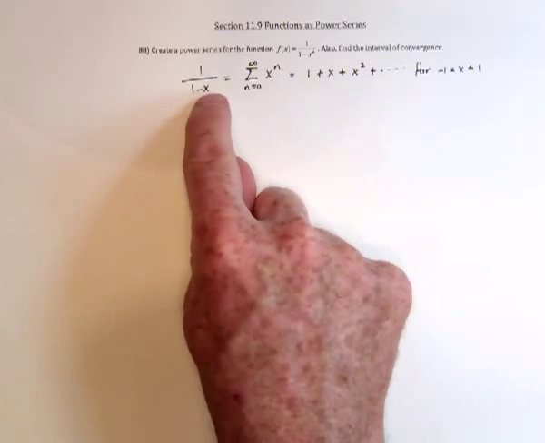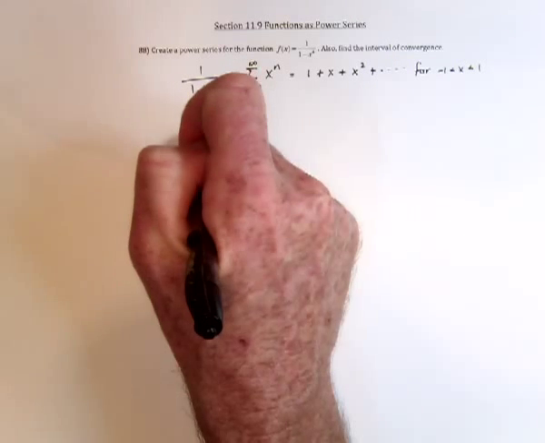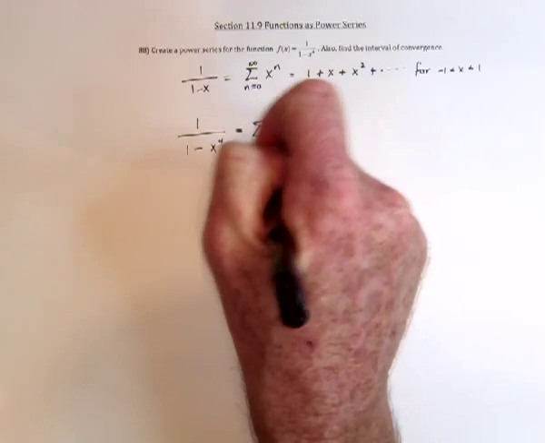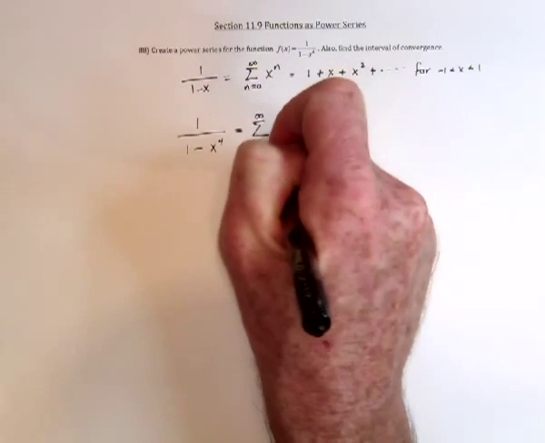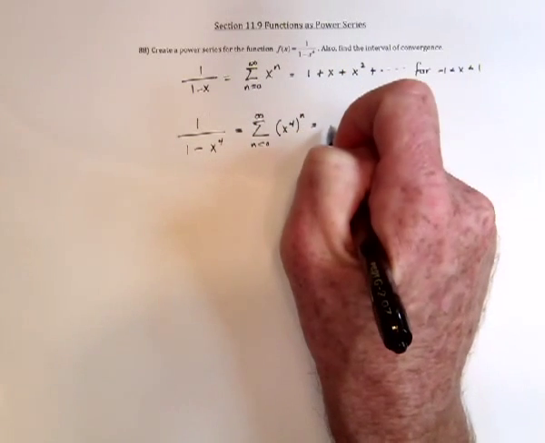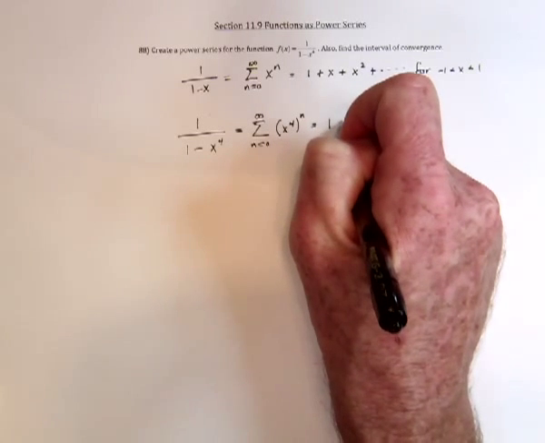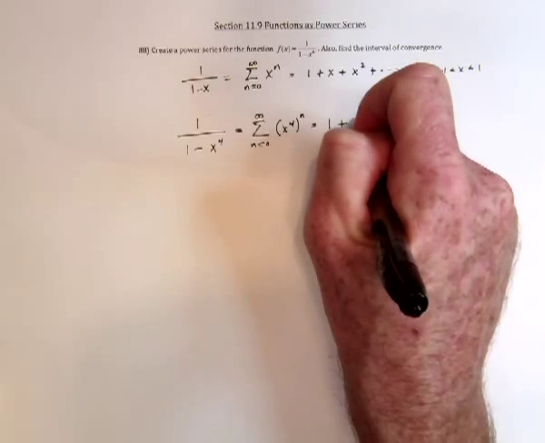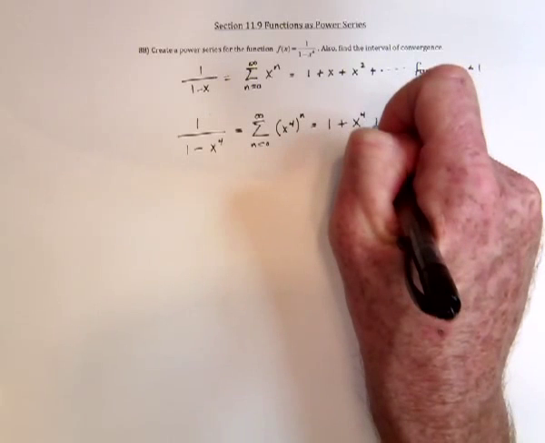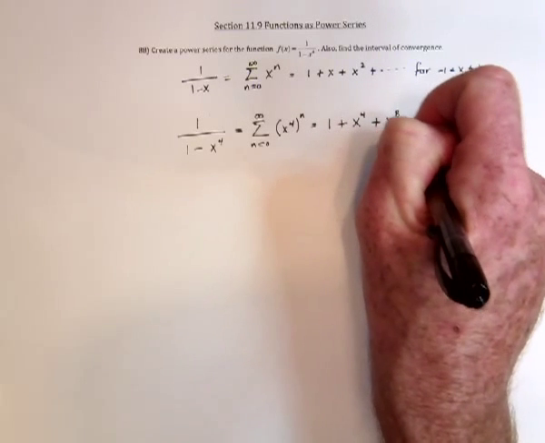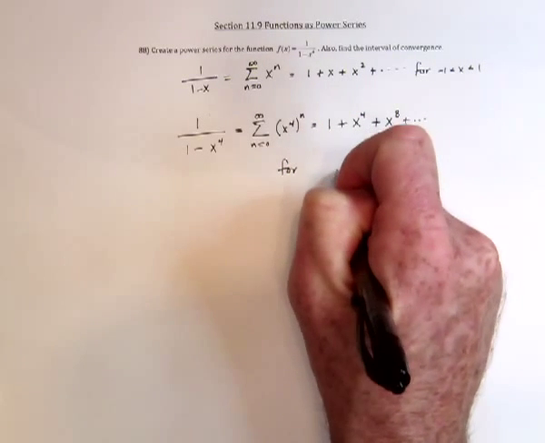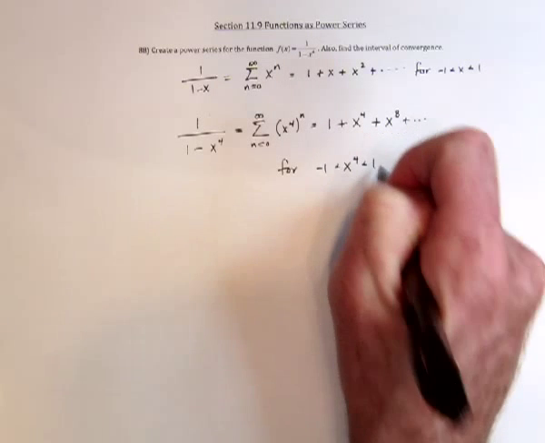So now replace all of the x's with x to the fourth. So 1 over 1 minus x to the fourth will become the sum from 0 to infinity of x to the fourth in place of x. Or in other words, it's going to be 1, and then x to the fourth, then x to the fourth squared, x to the eighth, etc. And then that is for x to the fourth between -1 and +1.